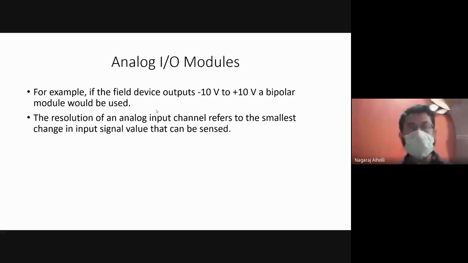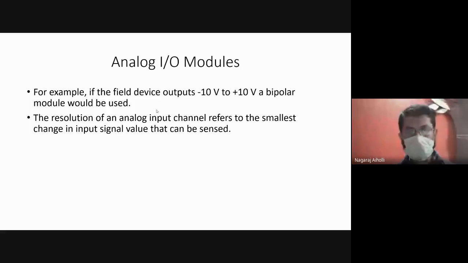Suppose you are applying two input signals. One input signal is 1.2 volts, another is 1.23 volts. That smallest change, 1.23 minus 1.2, is 0.03 volts. The smallest change that can be detected by the analog input channel of the analog IO module is called the resolution of that analog IO module. This is a definition that you have to remember: resolution of the analog input channel refers to the smallest change in the input signal value that can be sensed or detected.